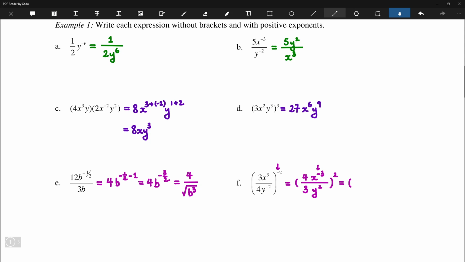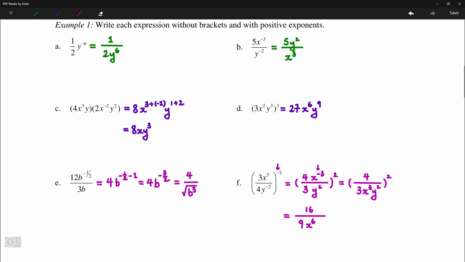Let's go ahead and do that. So this will be 4 in the numerator, and then 3 x cubed y squared, and then all squared. So to complete the question, we're going to square every term on the inside of the parentheses. So 4 squared is 16, 3 squared is 9, x cubed squared is x to the 6th power, and finally y squared squared is y to the 4th power.